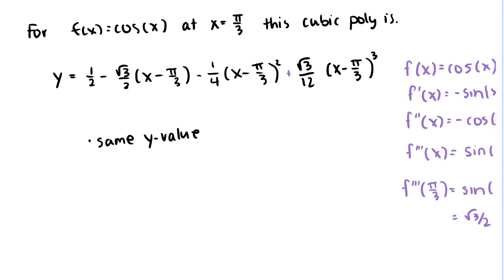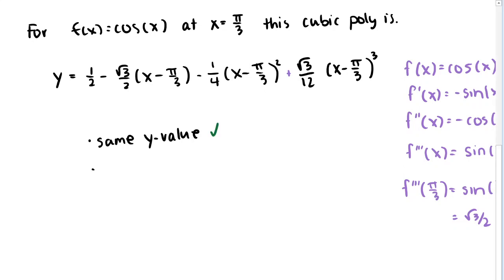So if we evaluate this polynomial at x is equal to pi over 3, well, we're going to plug in pi over 3 here, here, and here, and all these terms past the constant term are going to cancel out. And we're just going to be left with 1/2. And so here we do get the same y value that we expected, 1/2, so this is true.